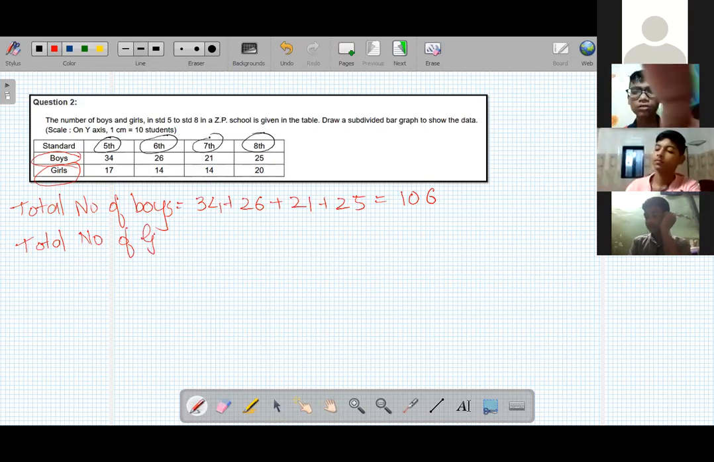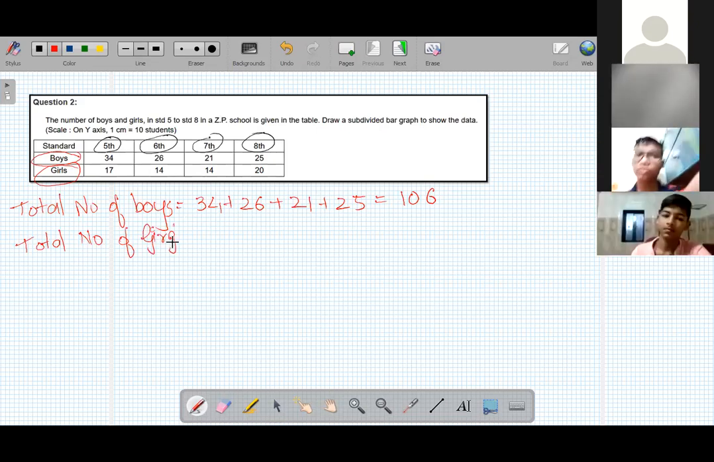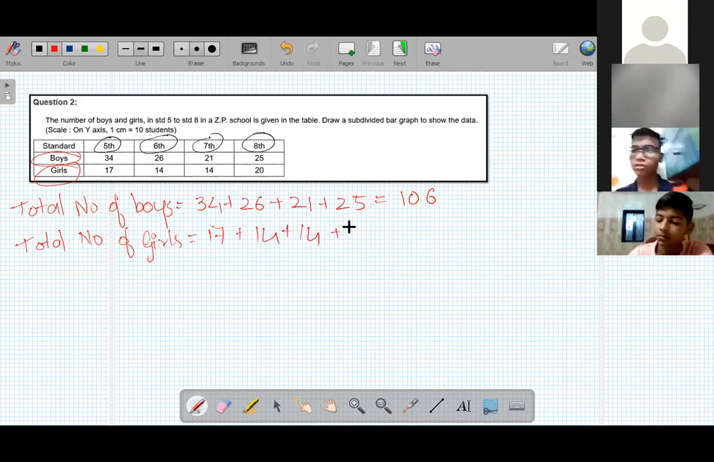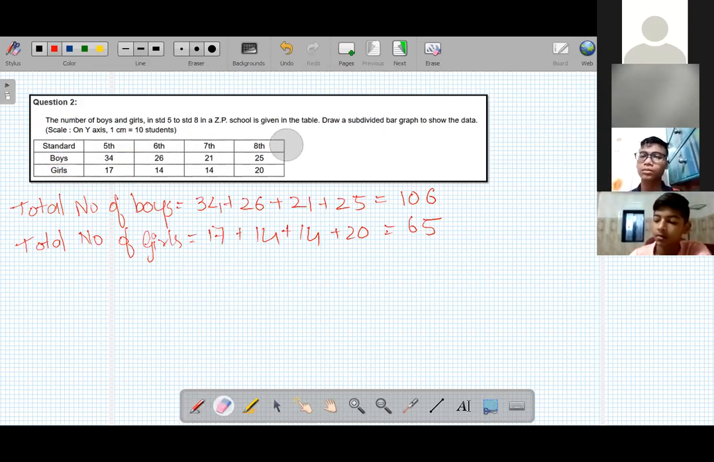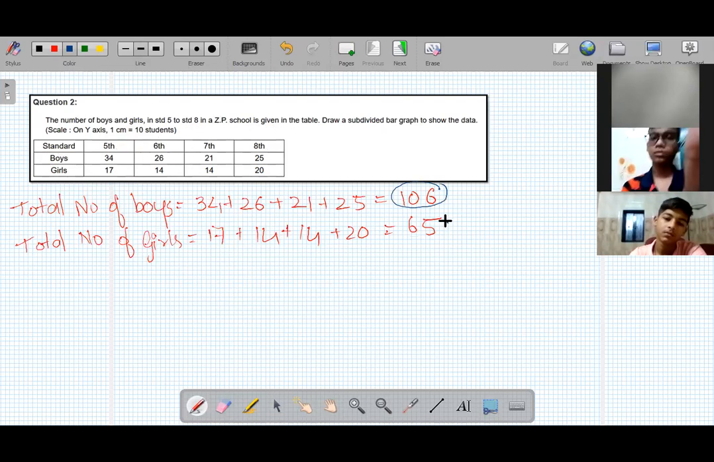So the total number of girls is 17 plus 14 plus 14 plus 20, which is 65. Correct. So we have got the total number of boys and the total number of girls. For boys it is 106, and for girls it is 65.